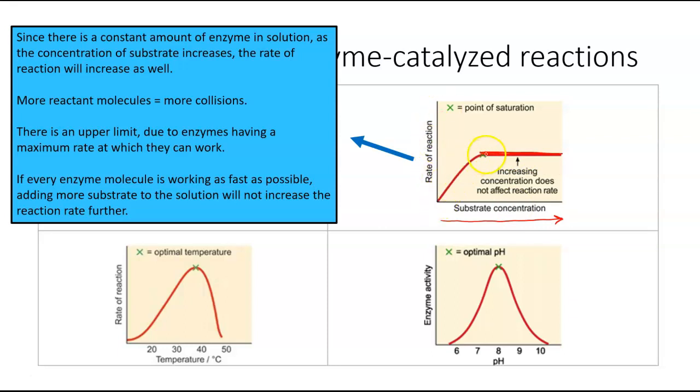And so we get to optimum or the point of saturation, and then we stay there. If we were to get there and then drop off the amount of substrates, then you would see a reduced saturation point, right? So there's a constant amount of enzymes in that solution. As the concentration of substrate increases, the rate of reaction will increase as well, but it will only increase to a certain point, right? If every enzyme molecule is working as fast as possible, adding more substrates to the solution will not increase the reaction rate any further because they are all working at their maximum rate.